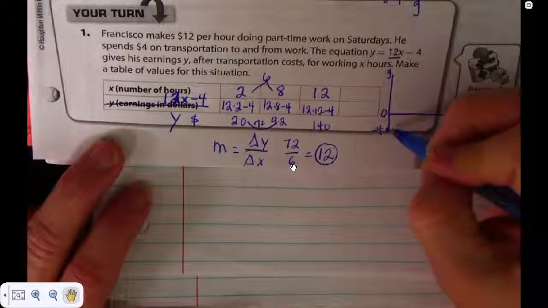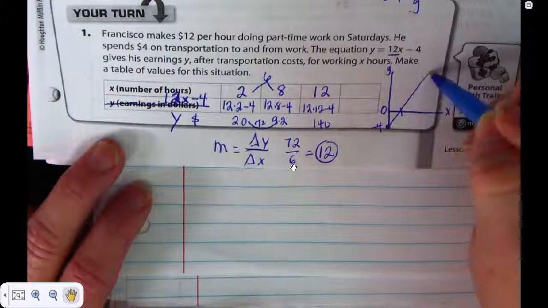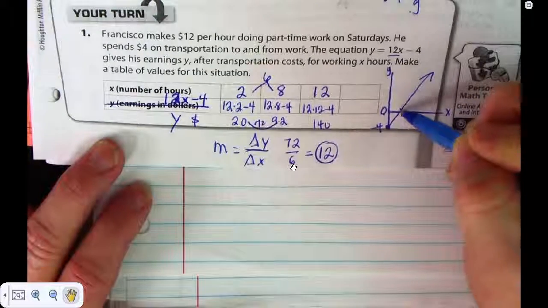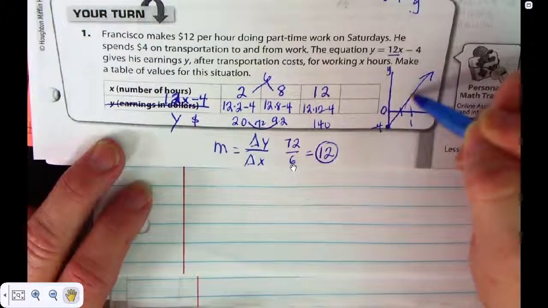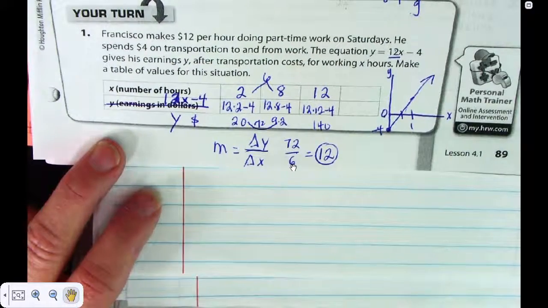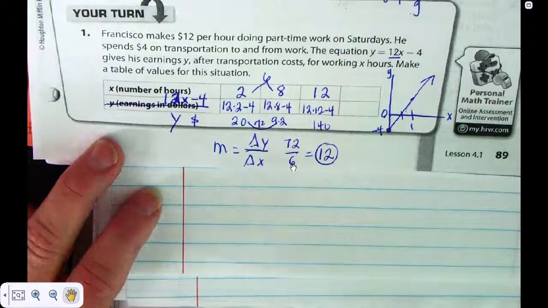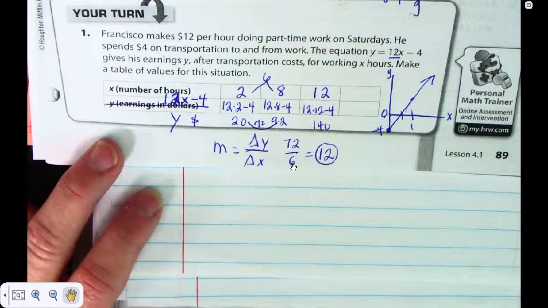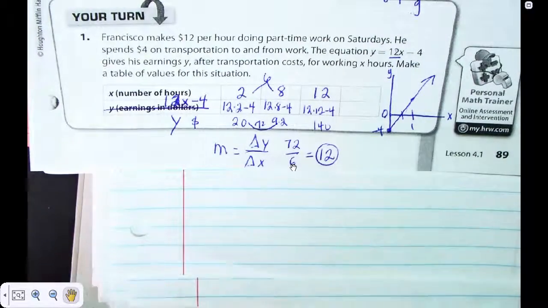Okay, but then for every hour he works, it's going to go up, isn't it? I shouldn't have put that right there. Let's say this is 1. Because he's going to start making money after the 1 hour. So it's going to be positive. It's going to go up. For every hour, he's going to make $12. Okay, are there any questions about that?